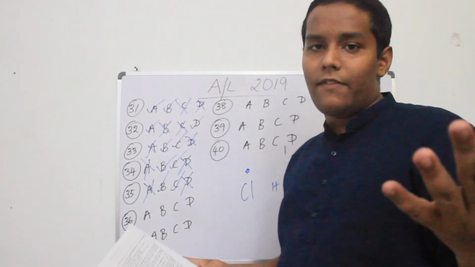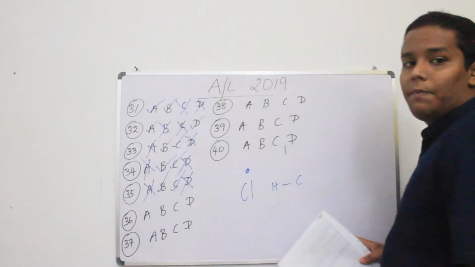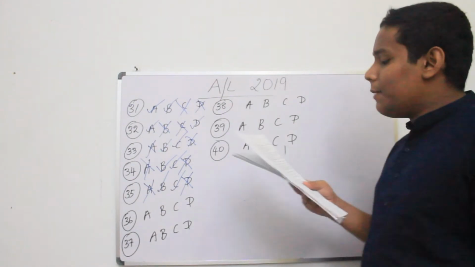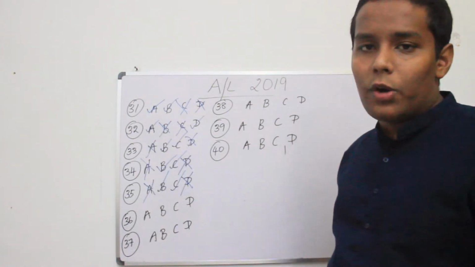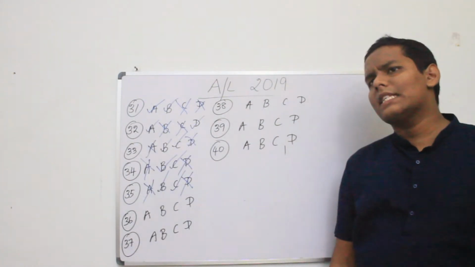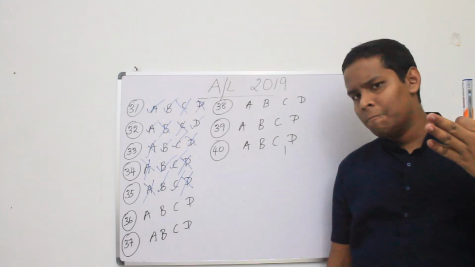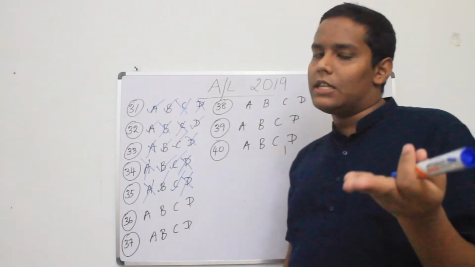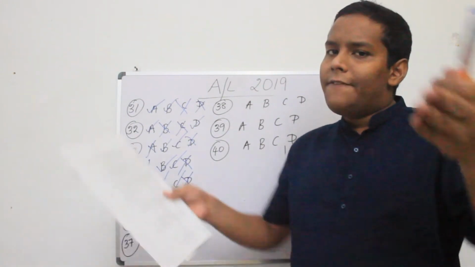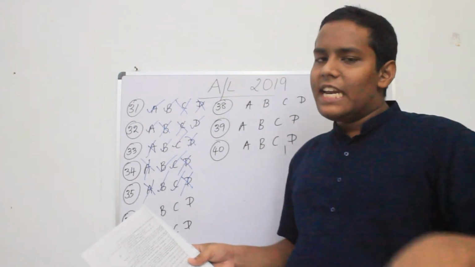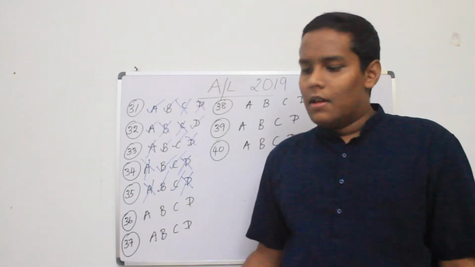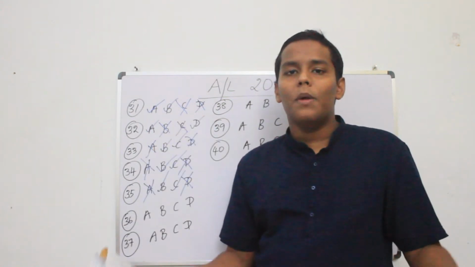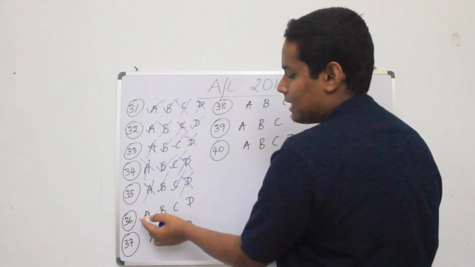atmosphere? This has to do with global warming. Carbon dioxide concentration. Look at the first one. It contributes to the increase in acidity of seawater. Carbon dioxide concentration increases, which means more global warming. If there's more global warming, the acidity of the sea increases. So A is correct. 36, A is correct.